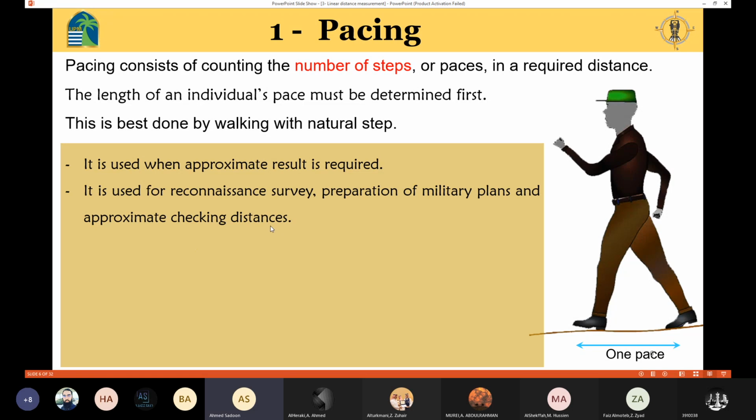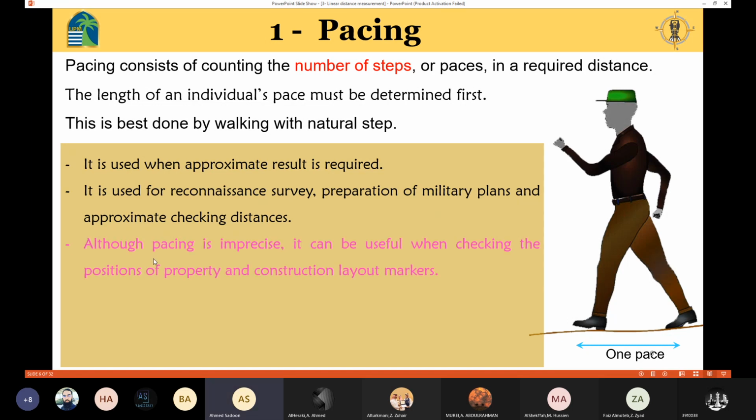So let's say that you get to a job site, okay? And someone says to you, this distance is 100 meters, and you look at it and it doesn't make sense to you. So you can quickly check that distance by walking. As you walk, you will be able to get an estimate for that distance. Also in military plans, you know that it's not easy to take the tape to get the measurement. Sometimes you need to do this by just walking, right?